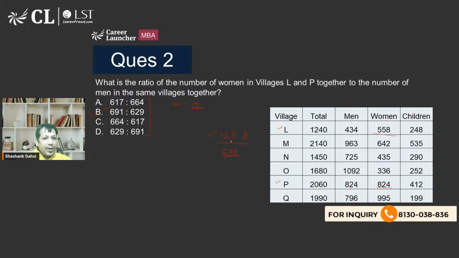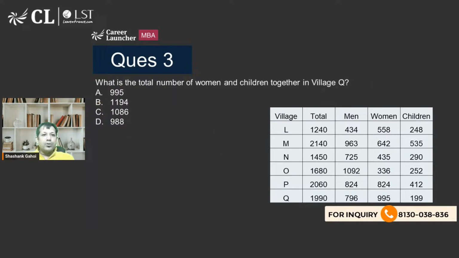Why? Because I am getting a value in 1200 something, and all the options are in 600 something. Means the 2 and 2 are going to be cancelled out. So that's the approach I am going to take to solve question number 2. I'm not going to calculate everything over here. Okay, now let's move on to the next question.